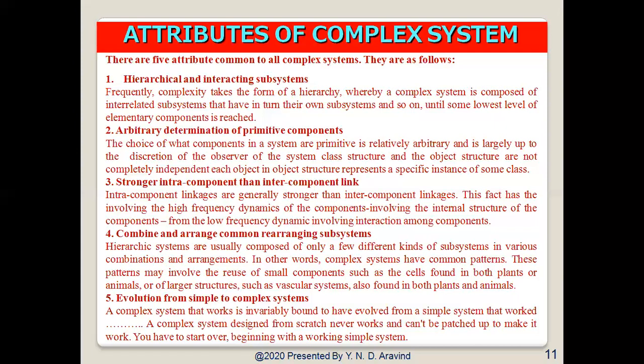Coming to the second attribute, arbitrary determination of primitive components. It is regarding the nature of the primitive components of a complex system. Our experiences suggest the choice of what components in a system are primitive is relatively arbitrary and is largely up to the description of the observer of the system. So what is primitive for one observer may be at a much higher level of abstraction for another observer.